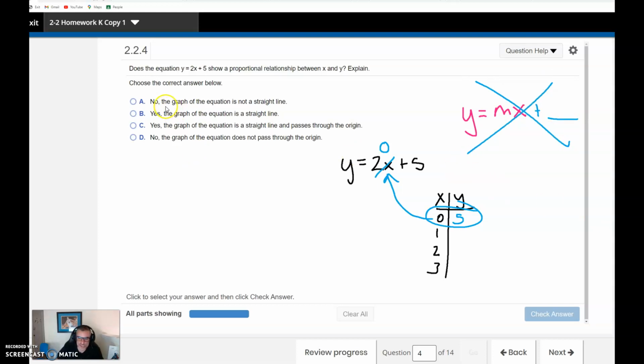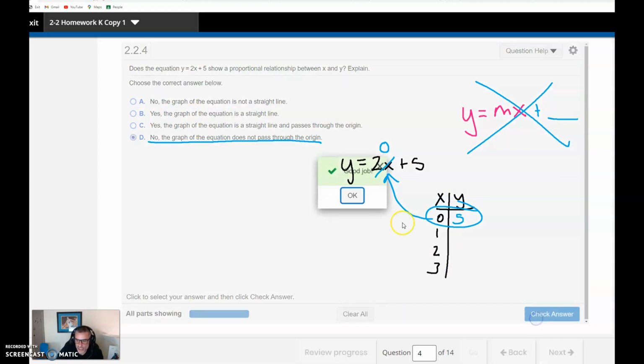So look at my choices. No, the graph of the equation does not pass through the origin. The last one right here. No, the graph of the equation does not pass through the origin. So I'm going to click on that one. Check answer. Got it.